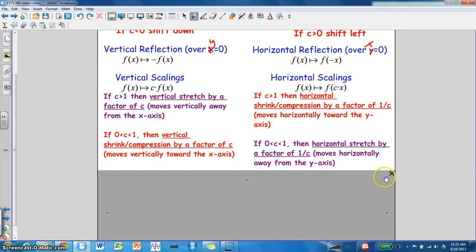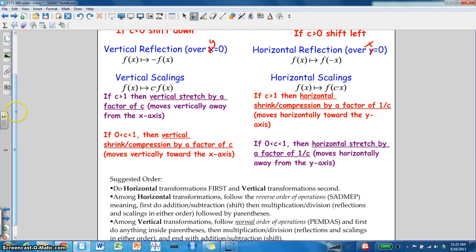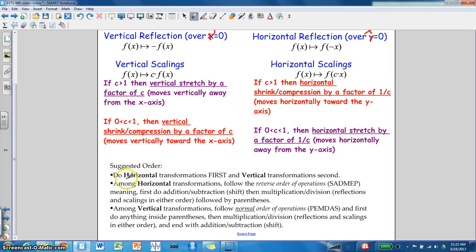Okay. Now, common question is, what is the order that we use with these? The suggestion, and these are not set in stone. You can certainly do a different set if you wish. I recommend to do the horizontals first. So that's do these right side transformations first, and then do the verticals. And then horizontals, they again counterintuitive. Instead of following the normal order of operations, you would do reverse order of operations.